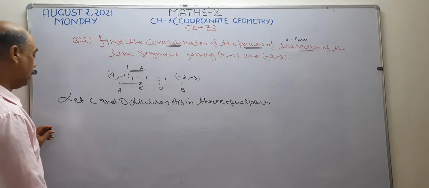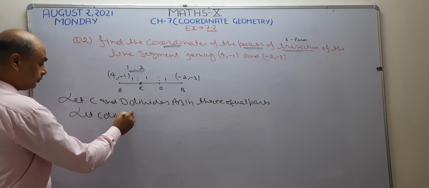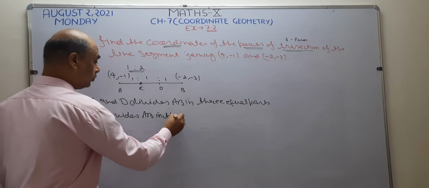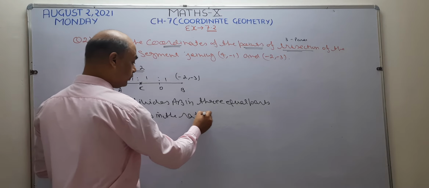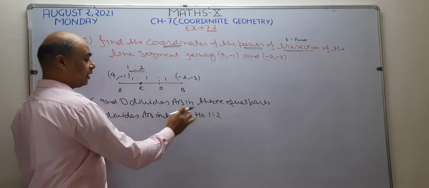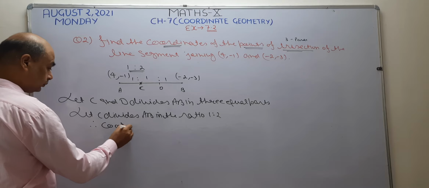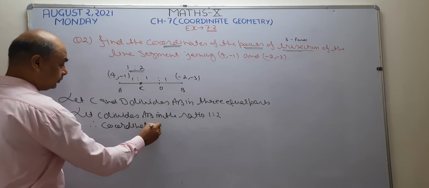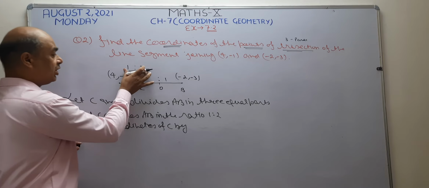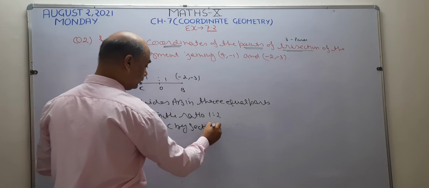Okay? Now I write here, let C divide AB in the ratio 1 ratio 2. See, 1 and in the right side 2. So this becomes 1:2. Therefore, coordinates of C, by which formula? Since the ratios are different, so I want to use the section formula. So write here section formula.